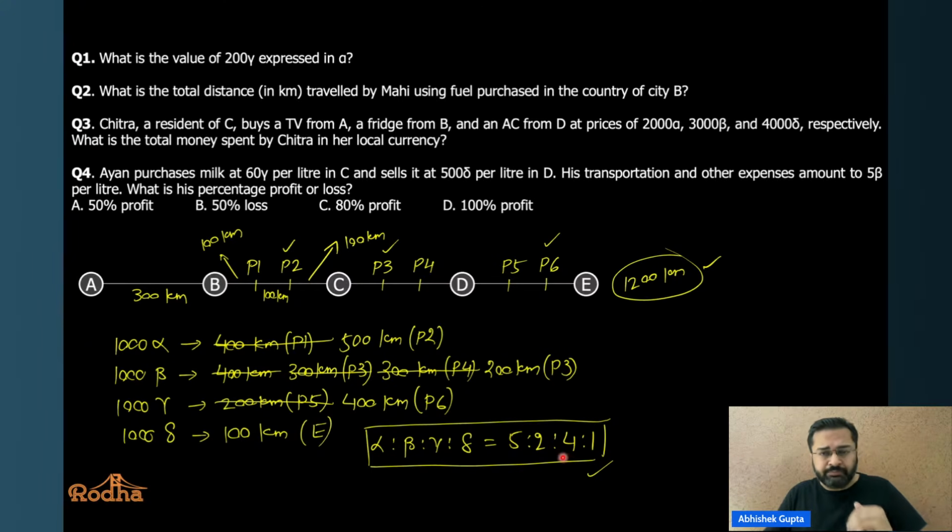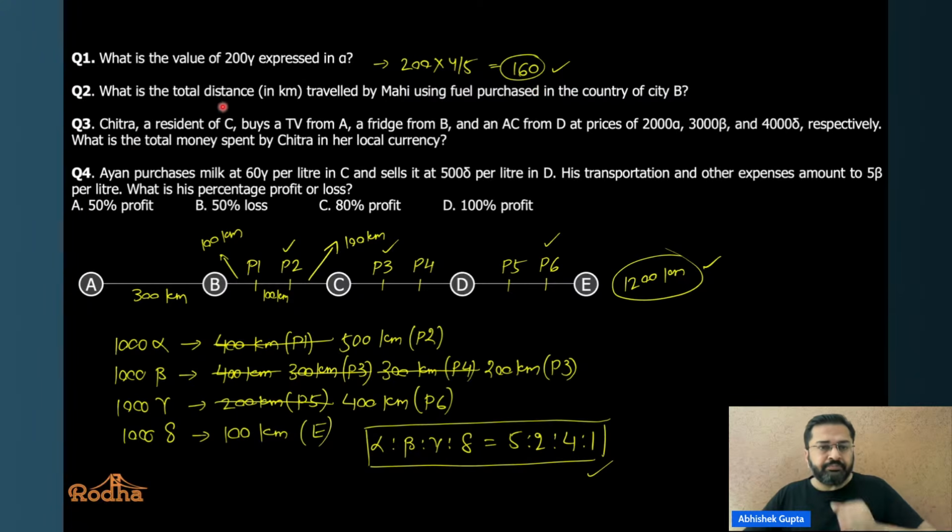It means if we write it in terms of alpha, it will be less. So what would this become? 200 into 4 by 5 equal to 160, which becomes your answer here in this case.